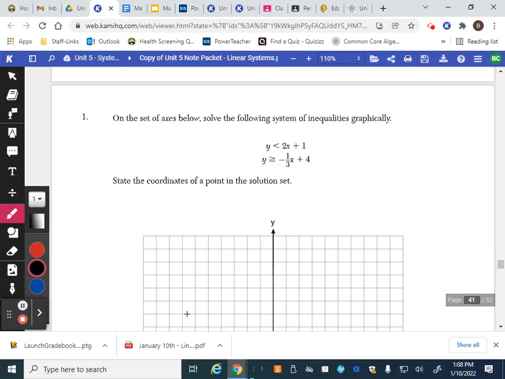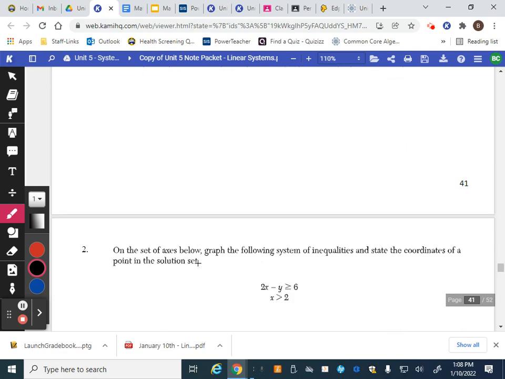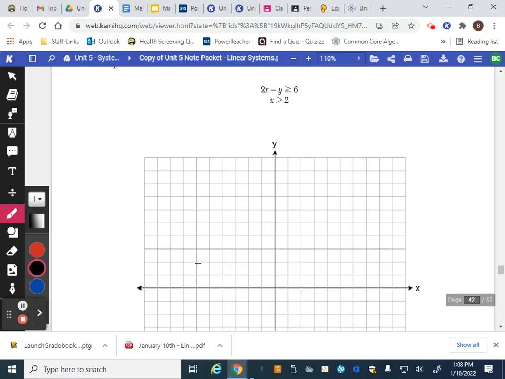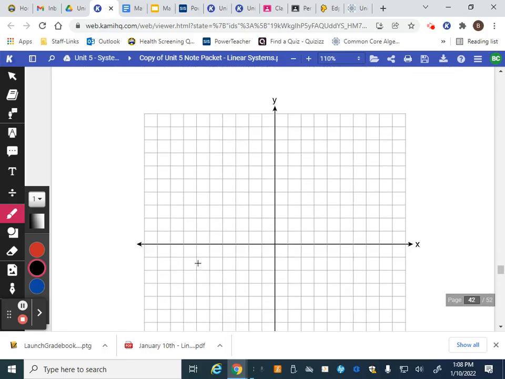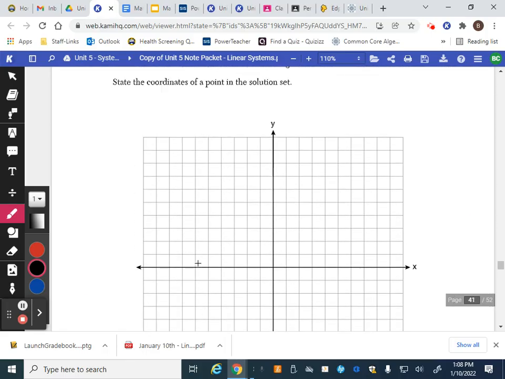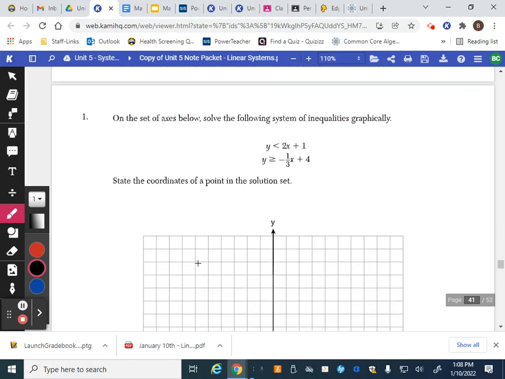All right, so a little bit more practice. I want you to try to graph the inequalities on the next 2 pages. Be careful with the dotted lines and shading. Solve the system. This first question asks us to state a point that's in the solution set, so don't forget, after you've identified the solution set, to state a point. When you're done, restart the video and just check your answers.